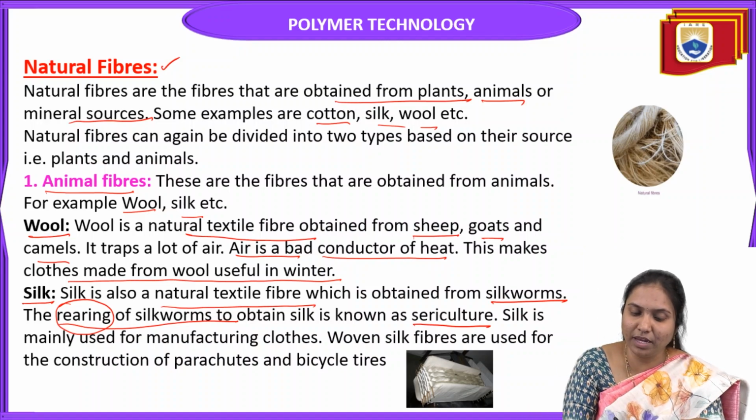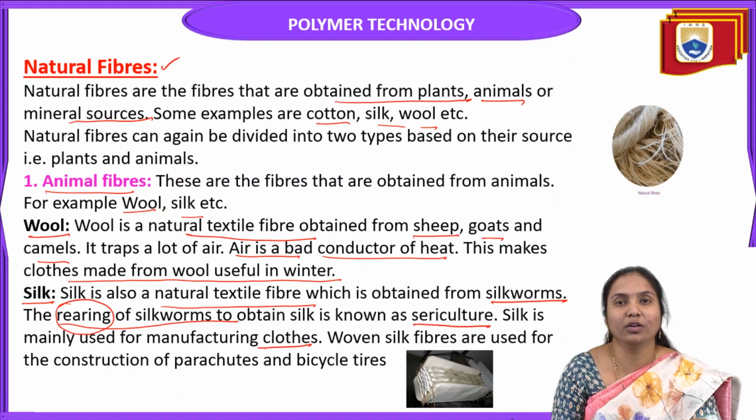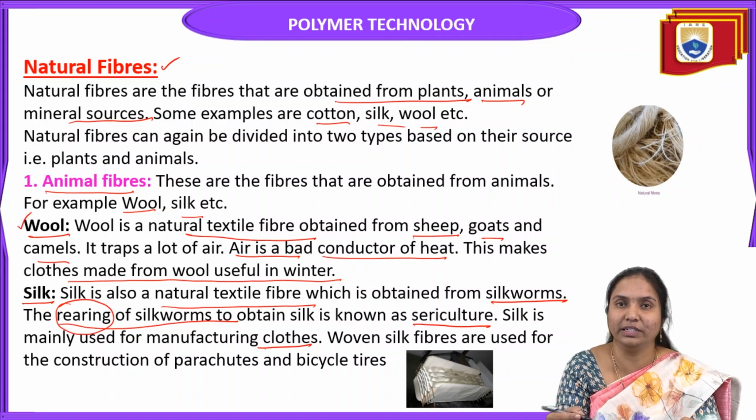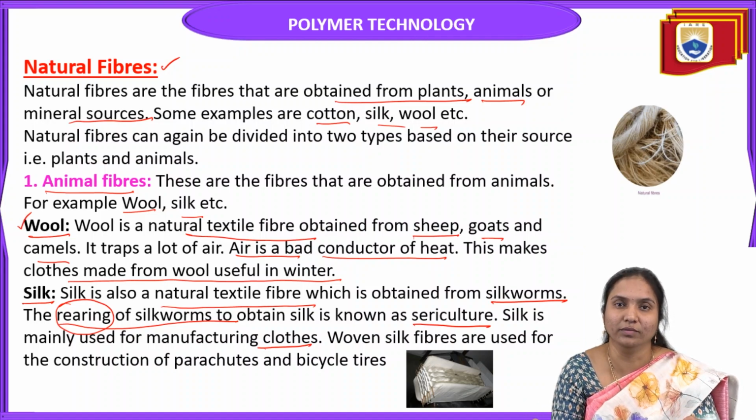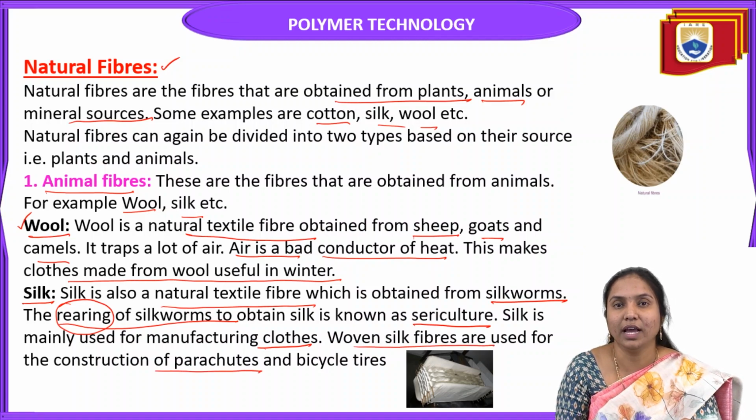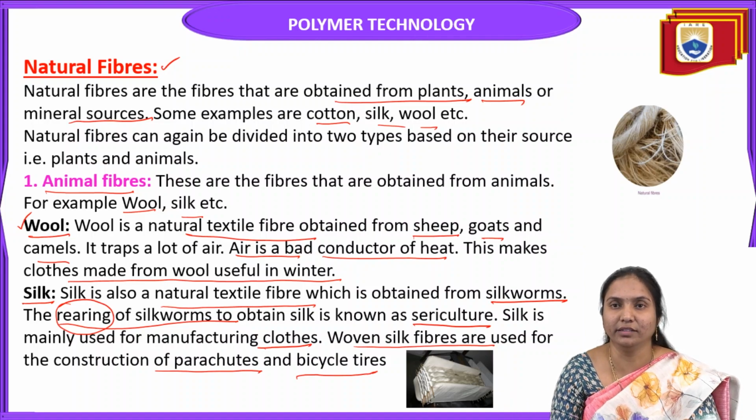So silk is mainly used for manufacturing of clothes. Wool and silk both are used for manufacturing of clothes. Wool is used for making sweaters, which prevent coolness. Woven silk fibers, one type of silk fiber, are used for construction of parachutes and bicycle tires.